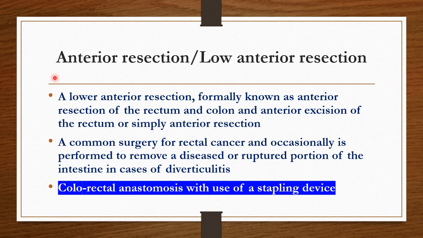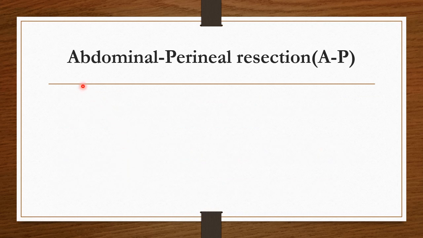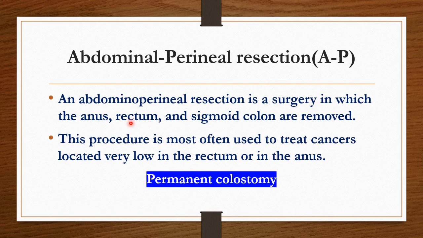diverticulitis. Next, abdominal perineal resection or AP resection. Okay, what is AP resection? The AP resection is a surgery in which the anus, the rectum, and the sigmoid colon are removed totally. This procedure is often most used to treat cancers located very low in the rectum or in the anus.